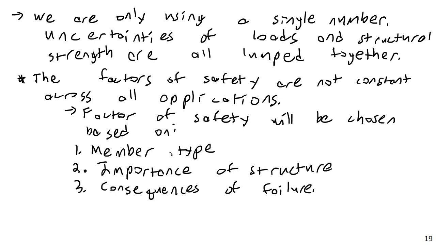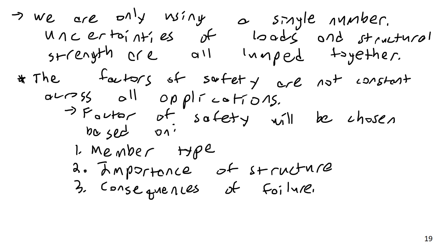So for example, member types. Some members are just by their nature more variable than others, and also type of loading. So, for example, columns in compression, you'd want to use a higher factor of safety than, say, a tension member. Just because compression, because of buckling and things like that, it's always going to be a little bit more unpredictable than tension. Same thing depending on the type of members, etc., etc.